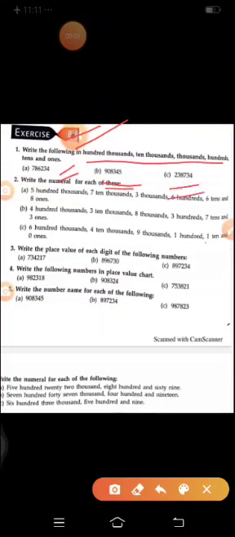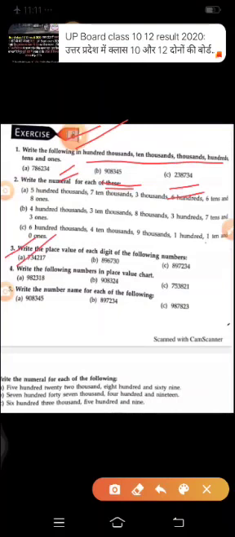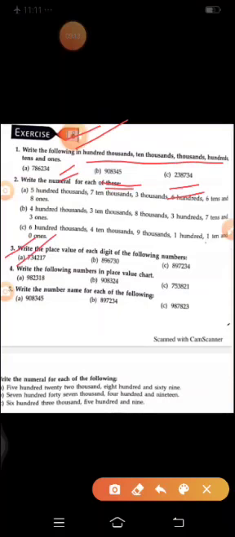Okay, now we will move to question number 3. In this question you have to write the place value of each digit. Okay, so to write the place value we will make the place value chart, and with the help of the place value chart we can easily write the place value.